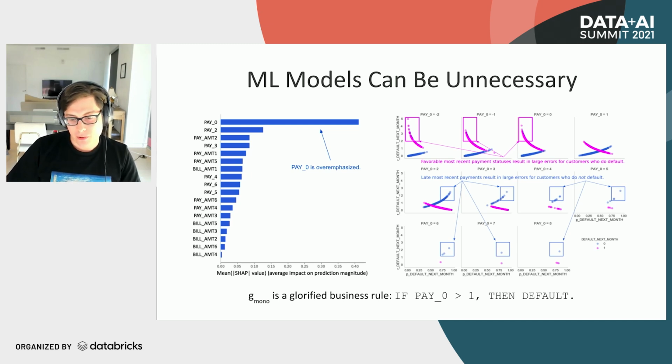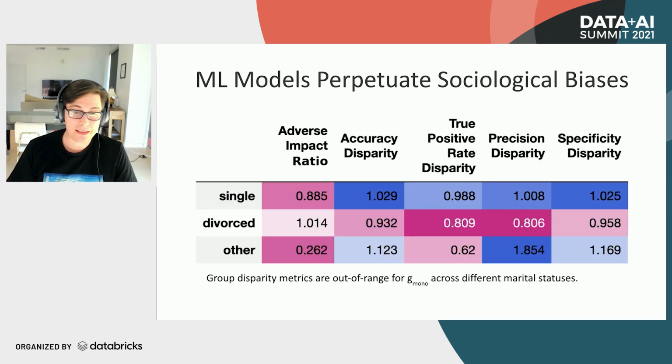So if pay zero is greater than 1, then we say the person defaults. That's really what this model says. Instead of going with that simple business rule, which is incredibly transparent, I'm now releasing tens of thousands of rules out into the world that I don't fully understand, that have potential security vulnerabilities, could be hiding sociological bias. Turns out it is.